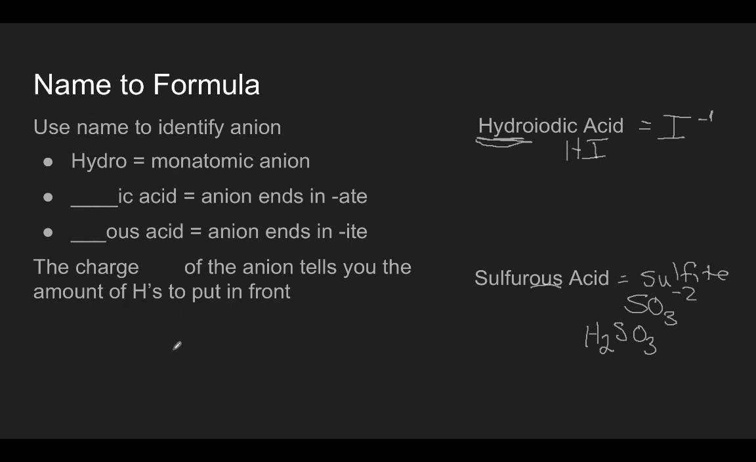Okay. Another example, if you have sulfuric acid, in this case it ends in ic, and there is not a hydro there. That means that the anion ends in ate, so the anion was sulfate, and sulfate has an SO4 -2 charge. That would give us two hydrogens. So H2SO4 is our formula.